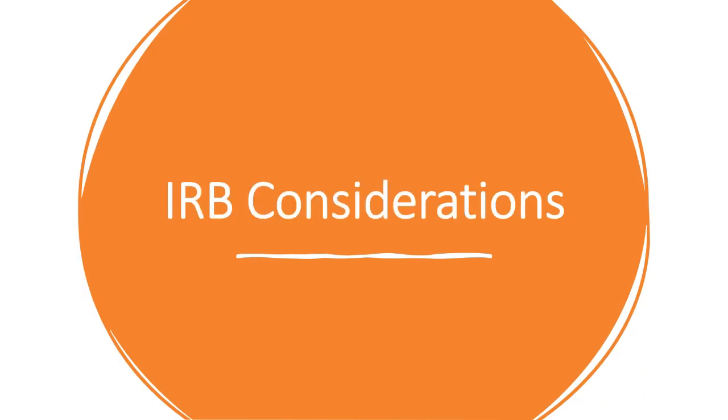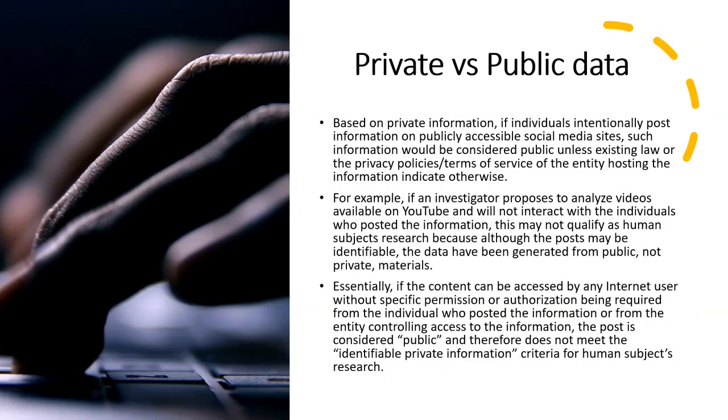So what are the other IRB considerations when it comes to social media usage? So we always review private versus public data. Based on private information, if individuals intentionally post information on publicly accessible social media sites, such information would be considered public unless existing laws or the privacy policies of the entity hosting the information indicate otherwise.